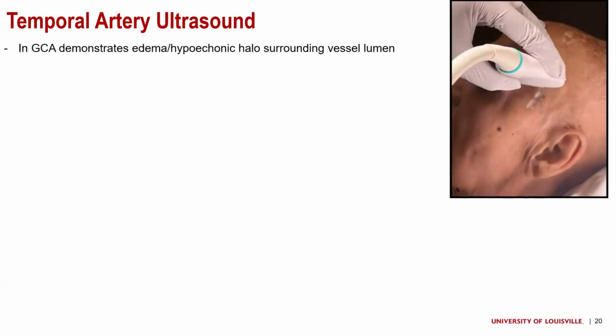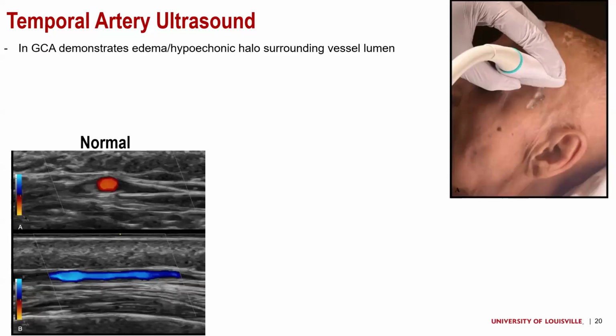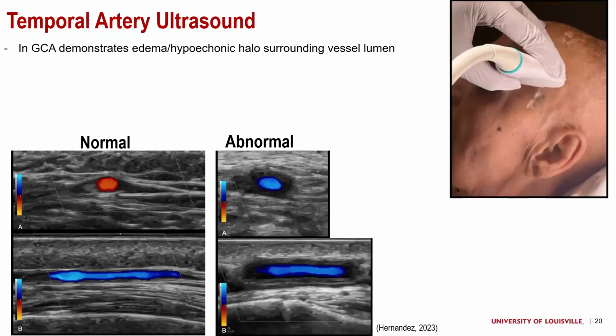In giant cell arteritis, the studies have shown that you can see this in an ultrasound many times, and what you'll see is an edema or hypoechoic halo surrounding the vessel lumen. Here on the left, you can see a temporal artery ultrasound of a normal patient. And here on the right, you can see a patient with giant cell arteritis. Notably, you see this hypoechoic halo surrounding the lumen, and this can be a sign of giant cell arteritis.